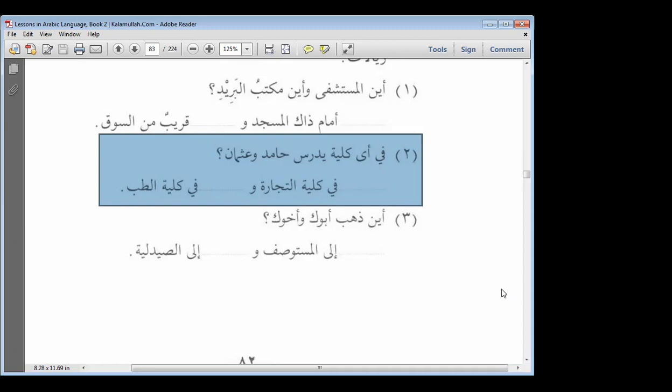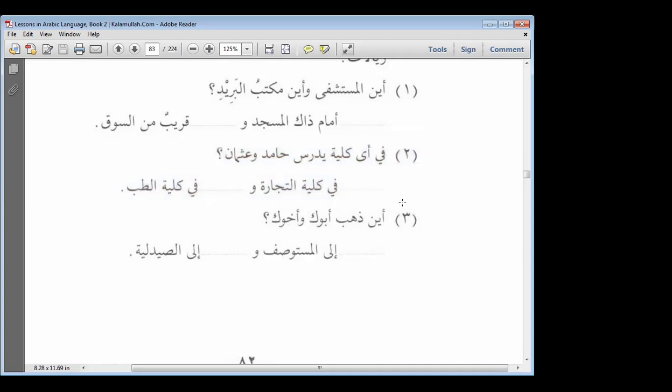So we use the same pattern here, أما and فا. Okay. So we start off with أما حامد, as for Hamid, فهو في كلية التجارة. We see the answer there below, right? Amma Hamidun fahua fi kulliyati tijarati. You all see that?